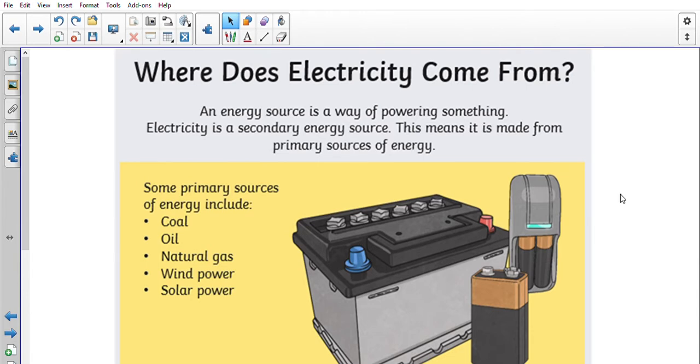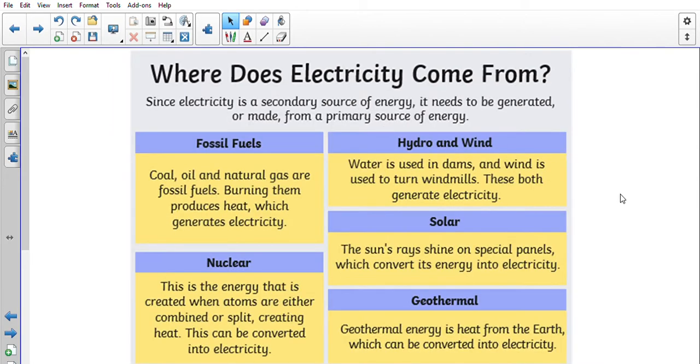So an energy source is a way of powering something. Electricity is a secondary energy source, and it means that it's made from primary sources of energy. So things like coal, oil, natural gas, wind power and solar power. So electricity can come from fossil fuels, so things like coal, oil and natural gas. So when we burn them, it produces heat which then generates electricity. It may come from nuclear, so when atoms are combined or split, they create heat again, and that is converted to electricity. Water is used in dams and wind is used to turn windmills.